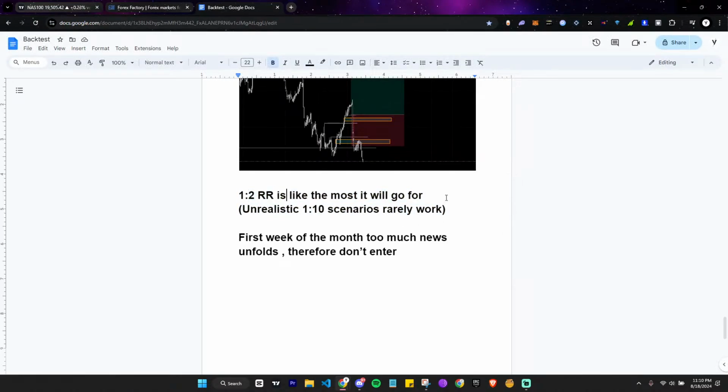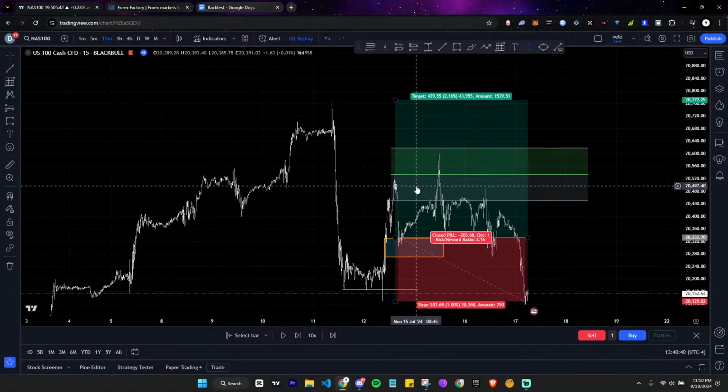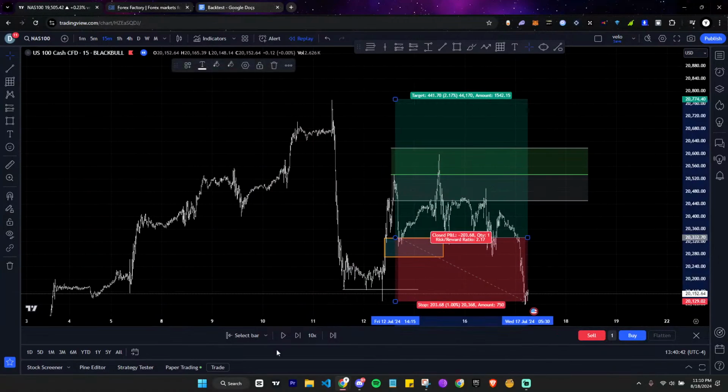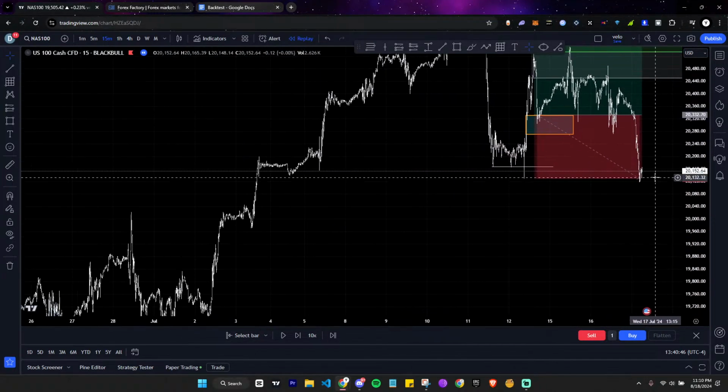1 to 2 RR. At most, it will be 1 to 5 RR, because 1 to 10 scenarios are very unrealistic. This is a 1 to 2, but you get the point. You should also look at the right side.